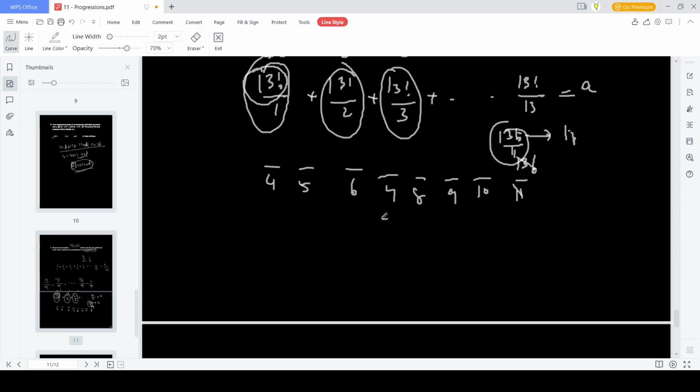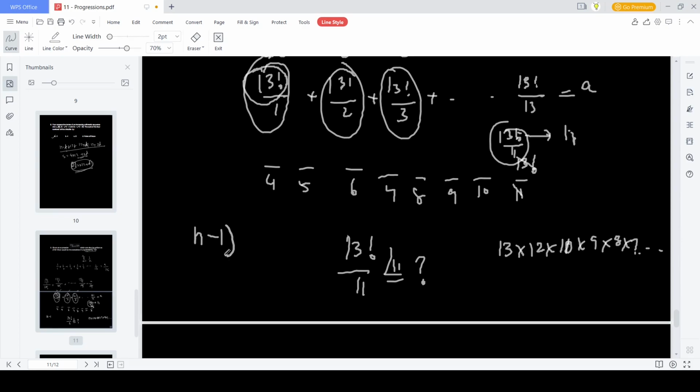So to find that out, we have to simply find what remainder 13 factorial by 11 leaves. They're asking when divided by 11 again. So that is nothing but 13 into 12 into 10 into 9 into 8 into 7, so on, skipping 11. What remainder it leaves we need to find out. Here there is one small property. It says that n minus 1 factorial by n leaves a remainder of minus 1.